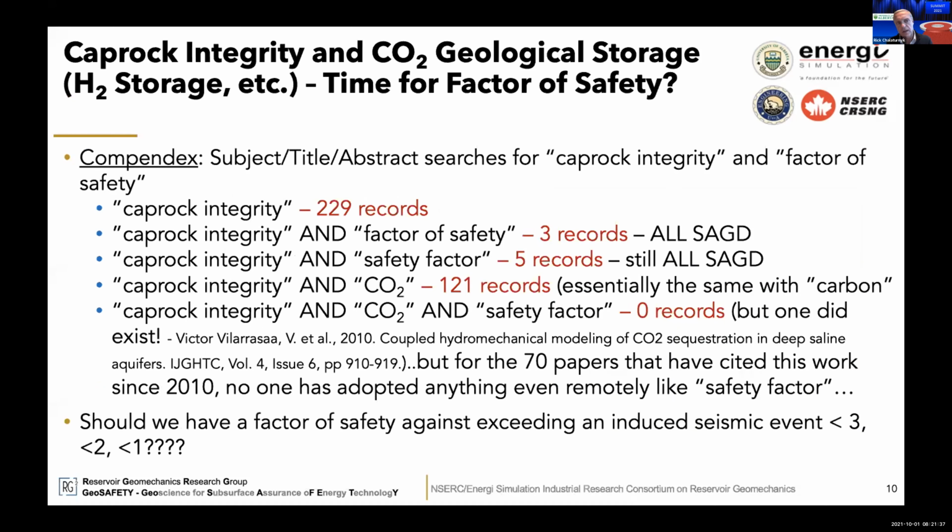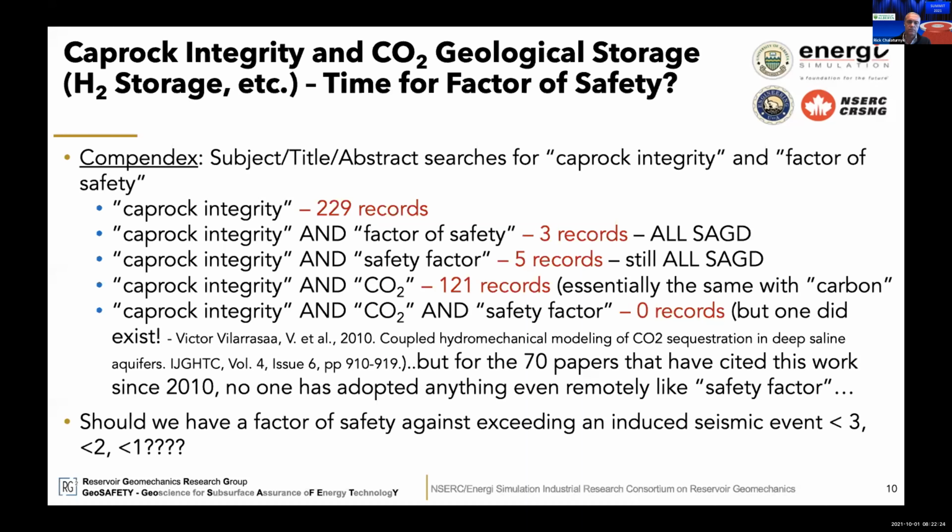And I was intrigued actually at the words. If you go into something like Compendex or something else, and you search for caprock integrity, you can find lots of records. But if you look for caprock integrity and factor of safety, there's only 3 records and they're all related to SAGD. If you switch it around and say safety factor, there's 5 records, still all SAGD. Caprock integrity and CO2, and I make a point about factors of safety and CCUS, but more records. But if you look for caprock integrity, CO2, and safety factor or factor of safety, no records. I did find one. You've got to search really hard in the text. But of the papers since 2010, nobody's referred to a factor of safety.